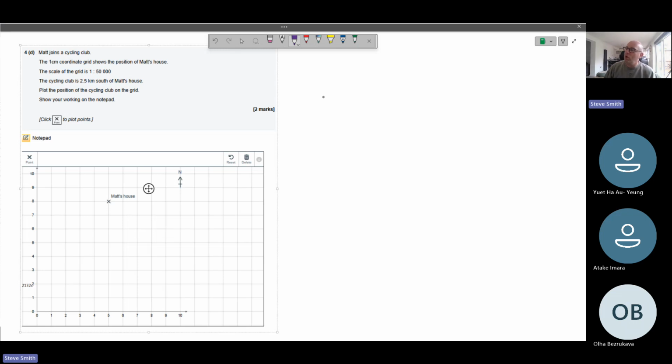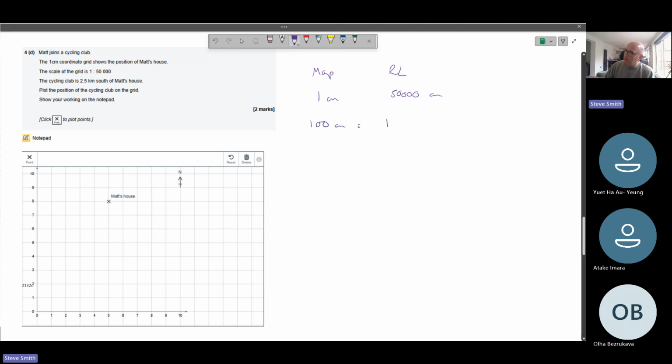So this time we've got 1 centimeter. Oh, wrong way around. I'm going to put map there. 1 centimeter on the map is in real life 50,000 centimeters. Okay, so to do this now again, remember what we said before. To get from centimeters, 100 centimeters is the same as 1 meter.